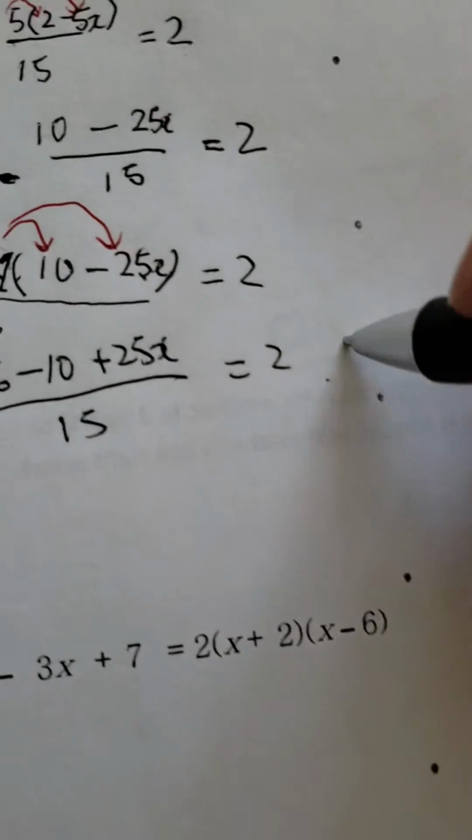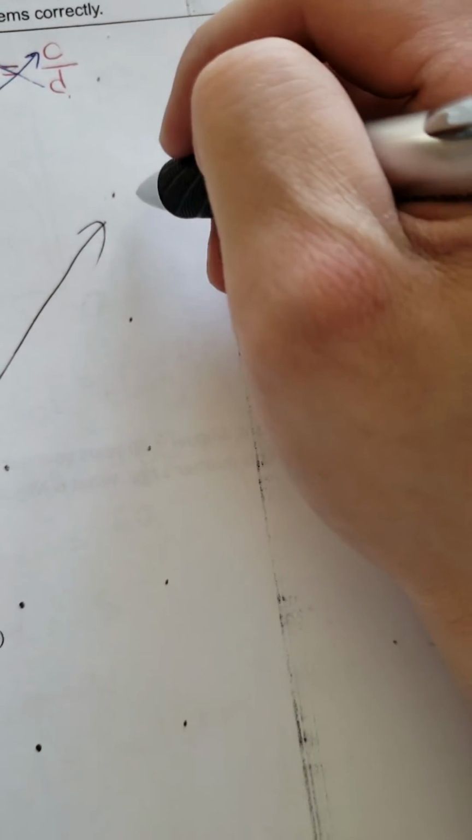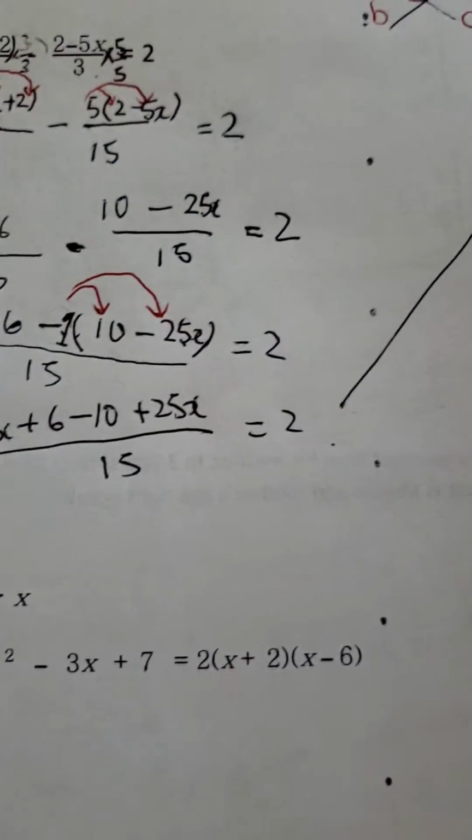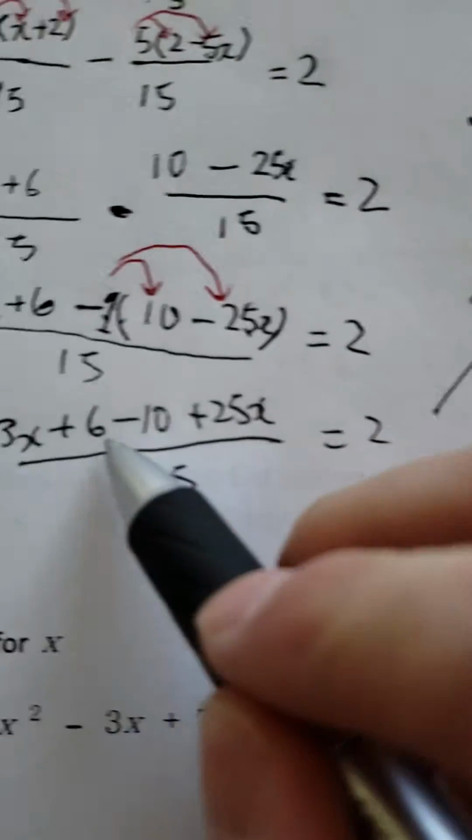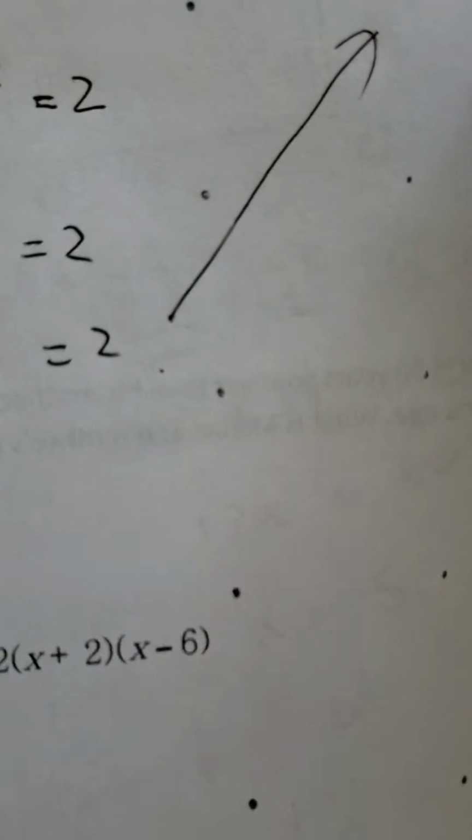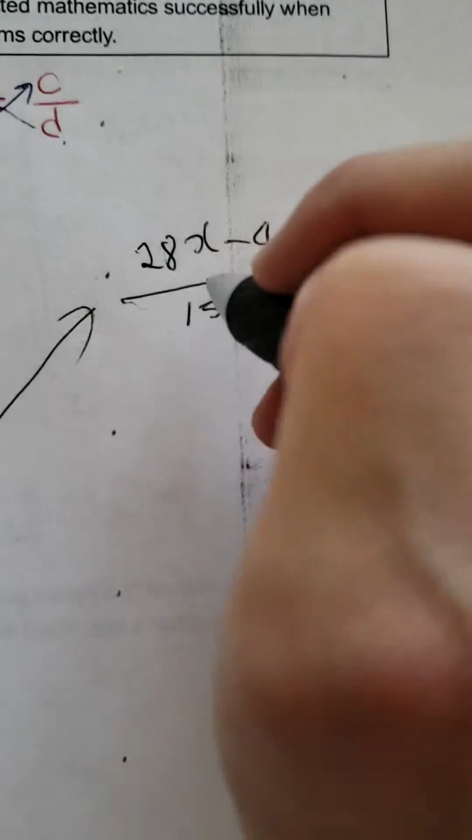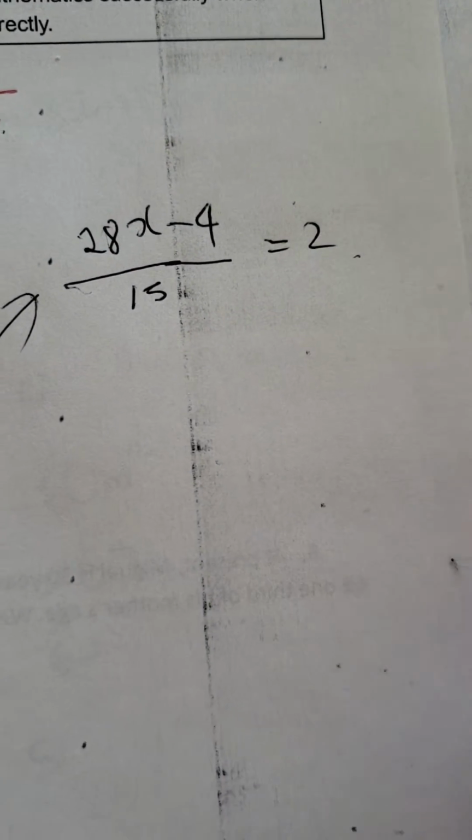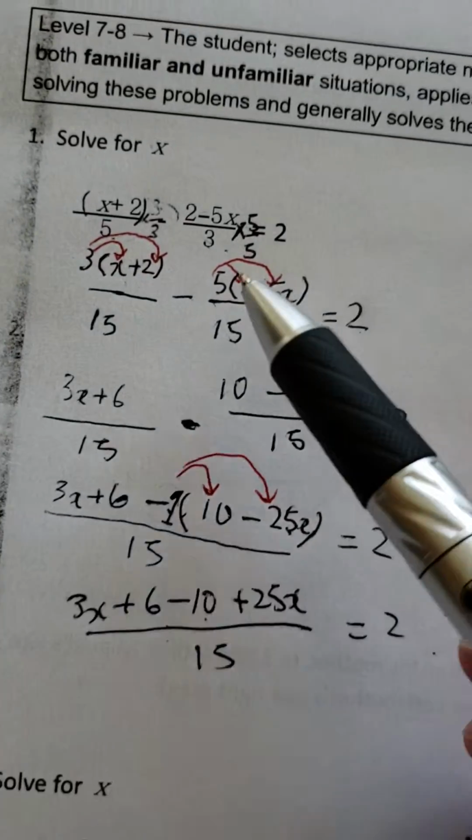Alright, so I'm just going to move this to here. Now 3x plus 25x gets you 28x, and plus 6 minus 10 gives you minus 4, over 15, equals 2. Now this looks a lot simpler than what we had initially.